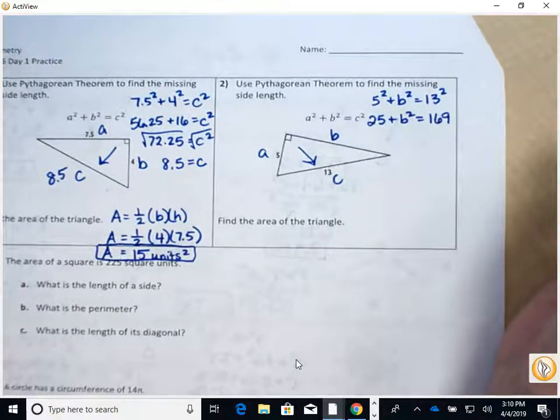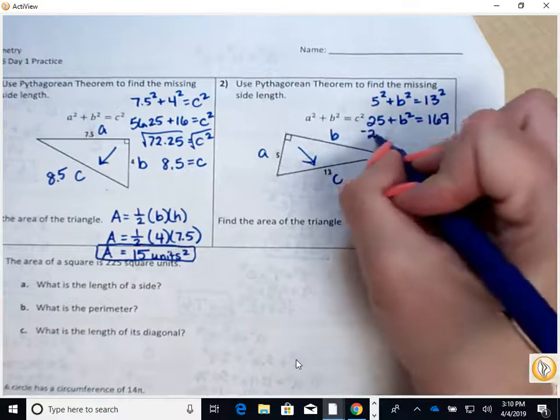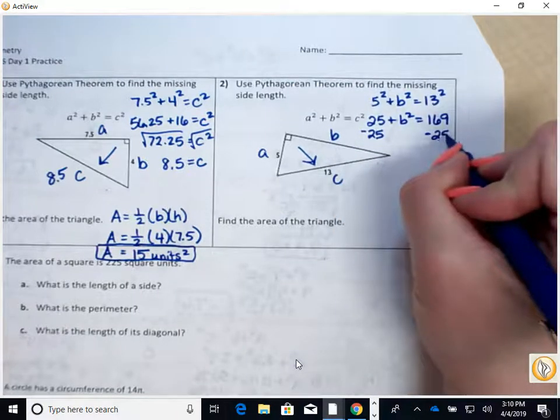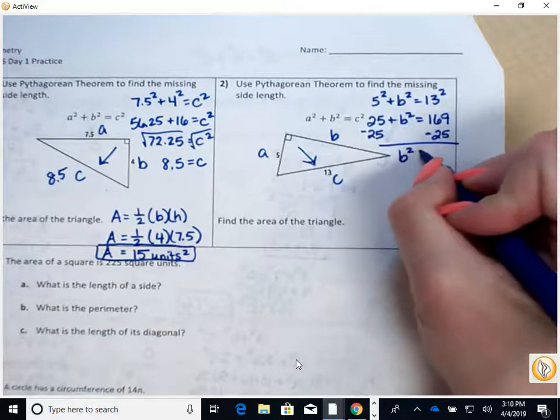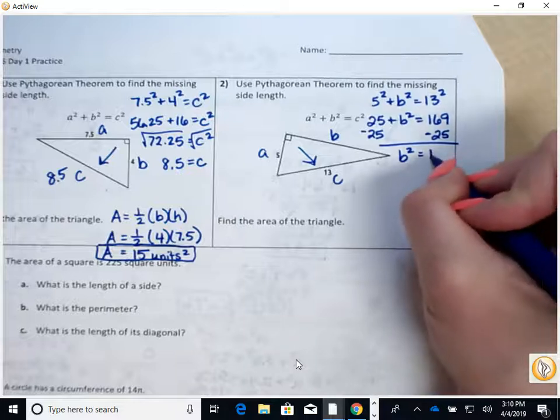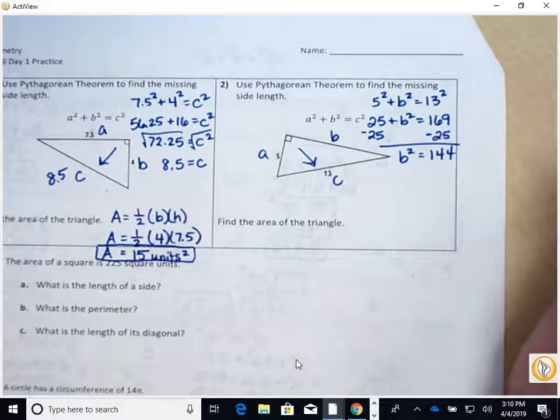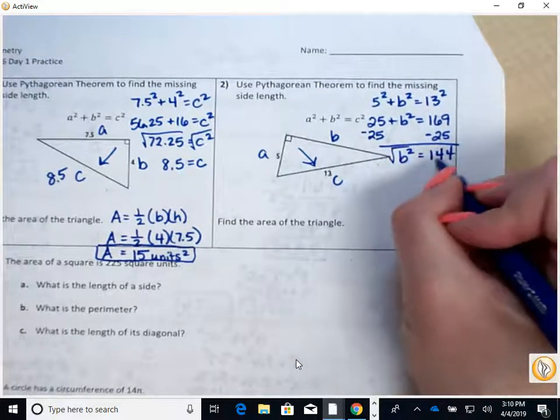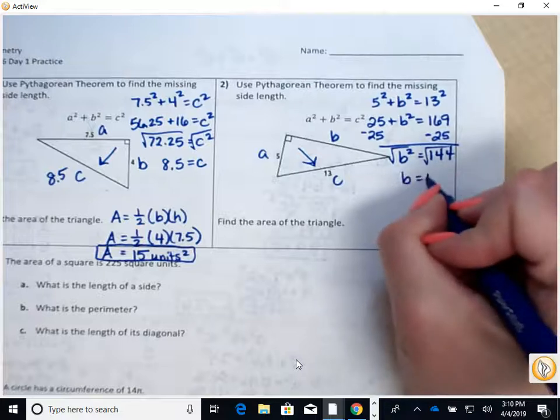And then it's all about getting the B squared by itself. So subtract 25. We get B squared equals 144. And then take the square root of both sides to find out B. And B equals 12.